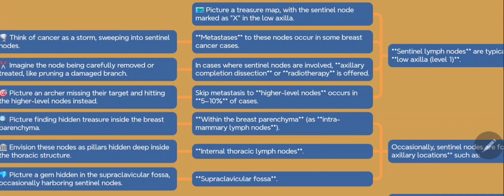So, how to remember this? When the sentinel node is infected by metastasis, once you have identified it, you have to use radiotherapy or the complete dissection. Skip metastasis to higher level nodes occurs in 5 to 10% of the cases. So what happens is the cancer skips the sentinel node and goes to another lymph node. So that's the skip metastasis.